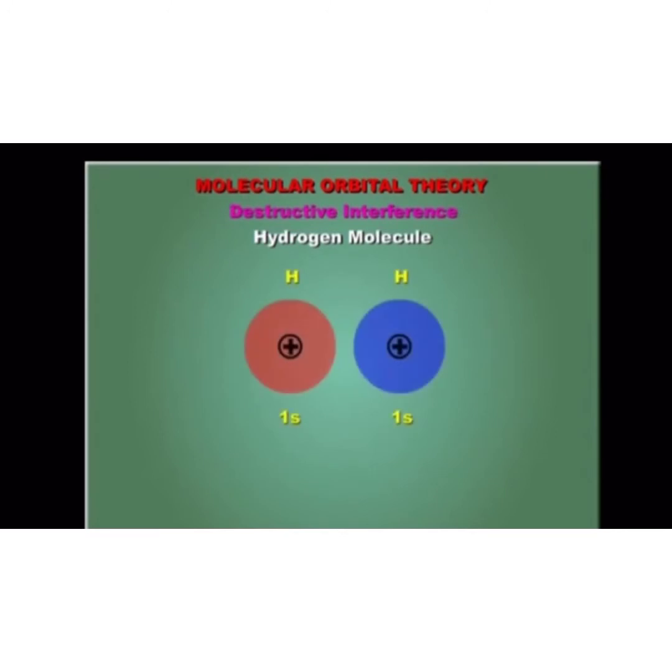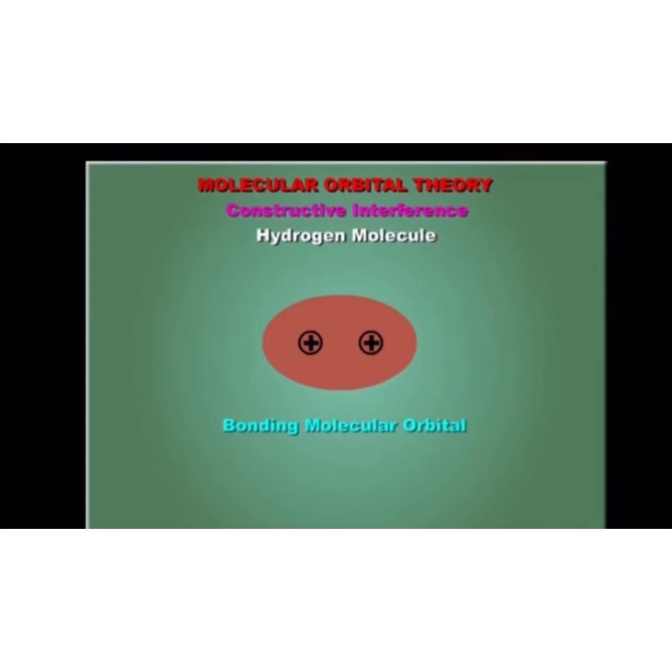When the two atomic orbitals are out of phase, say one is red, that is positive phase, and one is blue, that is negative phase.